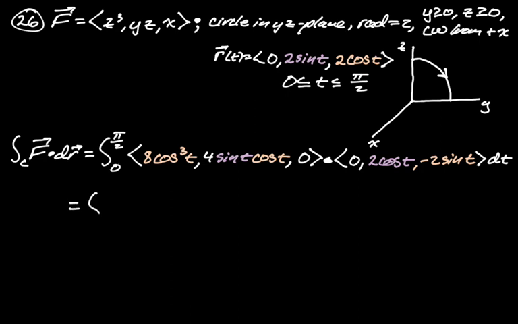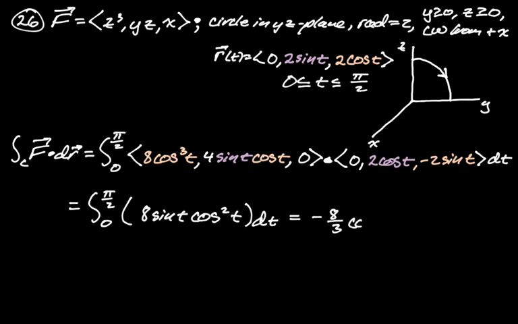So all that's left when we do the dot product is the y parts times the y parts. So we will get the integral from 0 to pi over 2 of 8 sine times cosine squared. That's all that remains. And then you could do straight u substitution, u is cosine. You'll get negative 8/3 cosine cubed. And then from 0 to pi over 2, cosine of pi over 2 is 0, and the cosine of 0 is 1. So we will get negative 8/3 quantity 0 minus 1, which gives us positive 8/3.